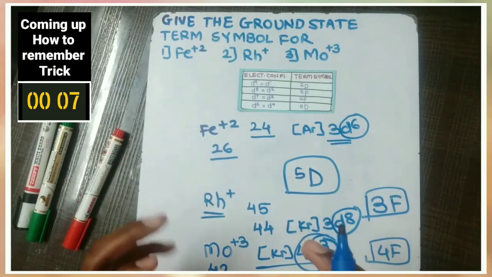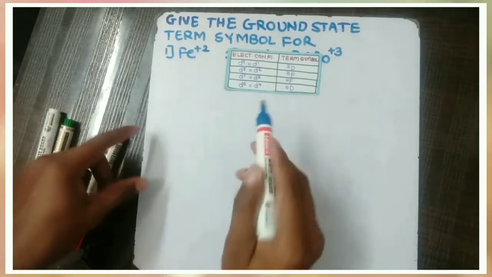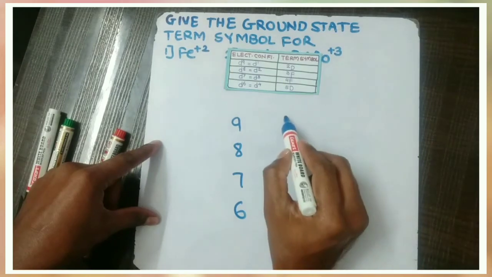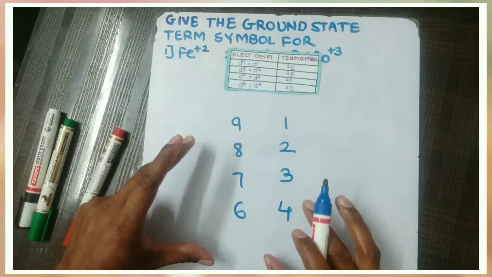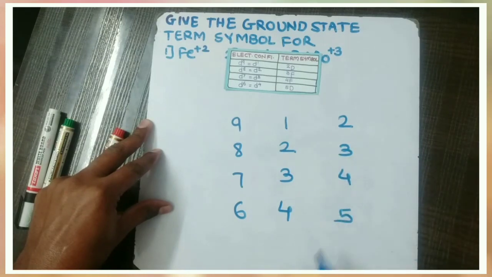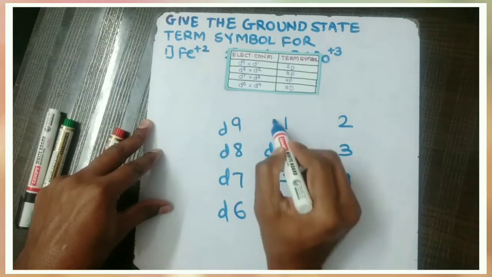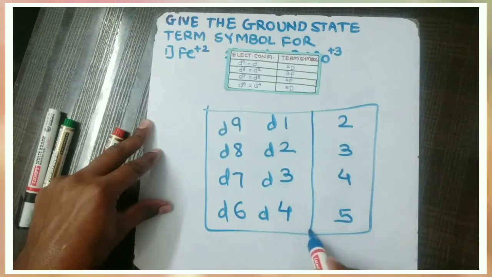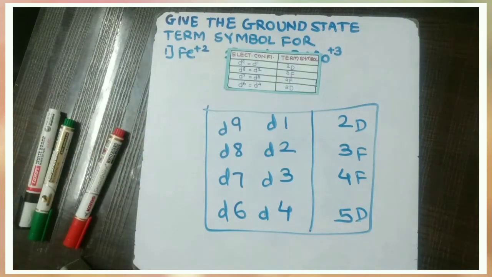Now, how to remember this trick? The easy way to remember this trick is to just start with 9, 8, 7, 6, then 1, 2, 3, 4. Is it hard to remember these numbers? No. Then just write 2, 3, 4 and 5. These are all D. For the term symbol, you just need to remember D, F, F, D. Finish. This is the trick.